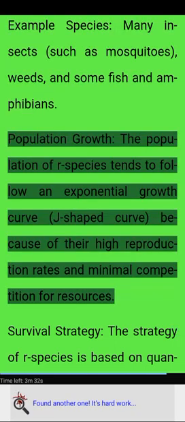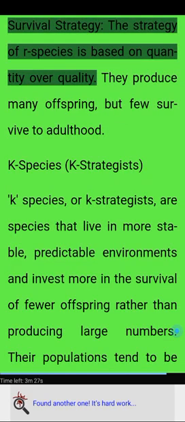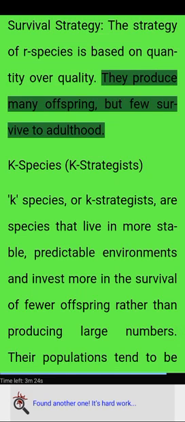Population growth. The population of r species tends to follow an exponential growth curve, J-shaped curve, because of their high reproduction rates and minimal competition for resources. Survival strategy. The strategy of r species is based on quantity over quality. They produce many offspring, but few survive to adulthood.